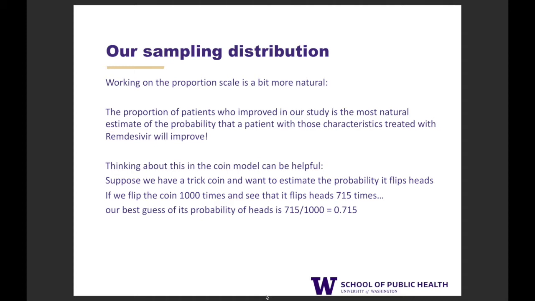In the coin model, maybe a simple example will help. Imagine our friend gave us a trick coin. We don't know the probability it flips heads. We're pretty sure it's not 50-50 though, and we want to estimate it. If we flip the coin 1,000 times and see 715 heads, the proportion of heads is 0.715, and that's also our best guess as to the probability that the coin flips heads. We would say for each flip, we believe the probability is at least close to 0.715.